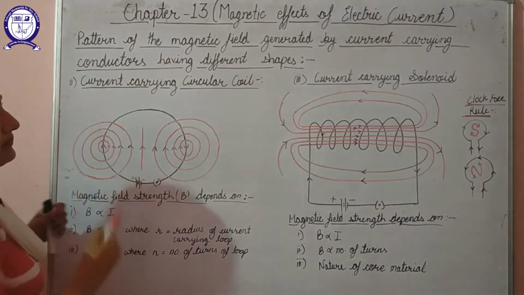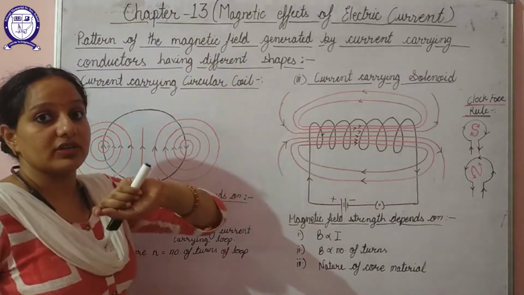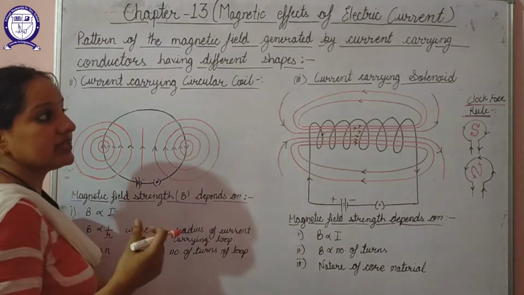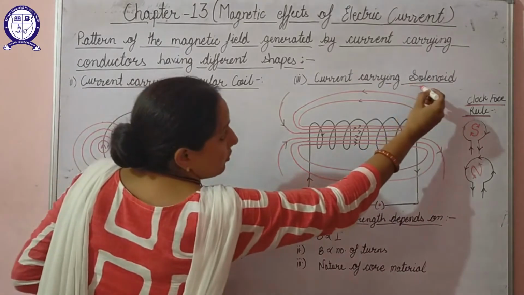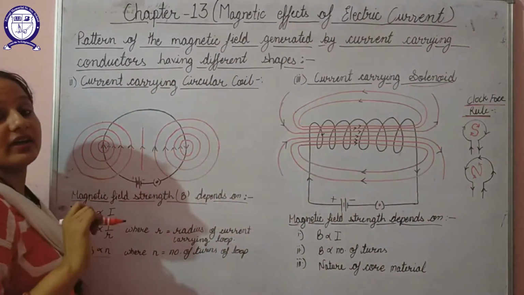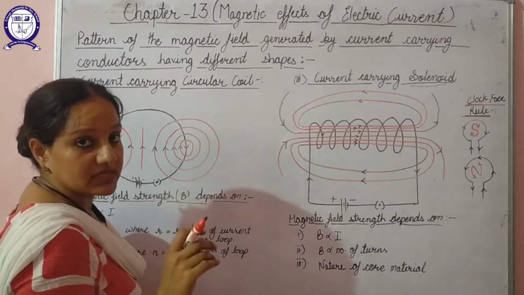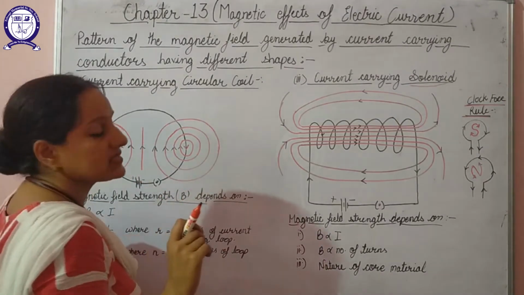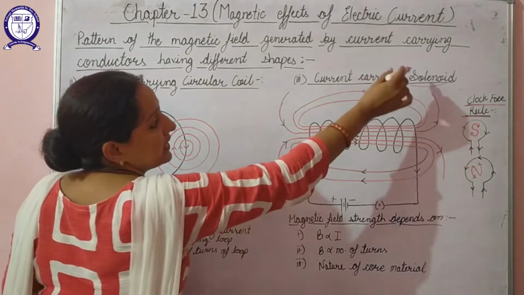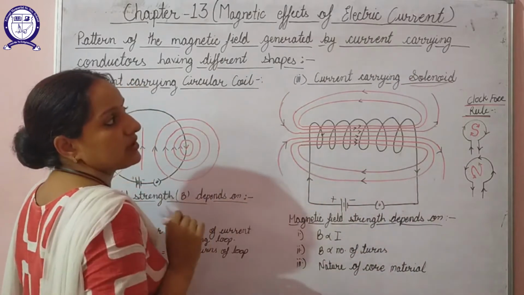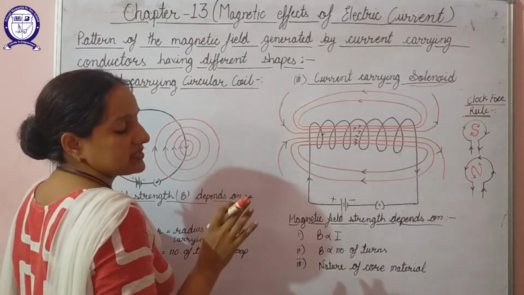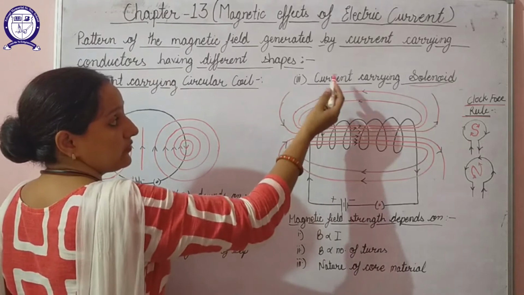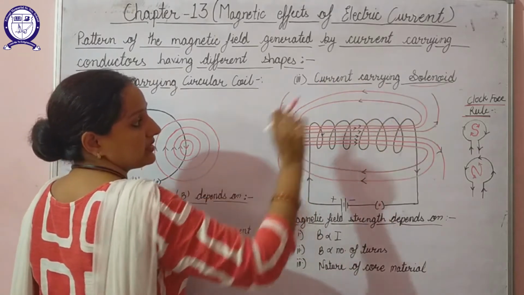Next one is a current carrying solenoid. So what basically is a solenoid? A solenoid is a long insulated copper wire having a large number of turns. If an insulated copper wire has a large number of turns, then that wire is termed a solenoid. Now we will draw the field pattern of a current carrying solenoid.